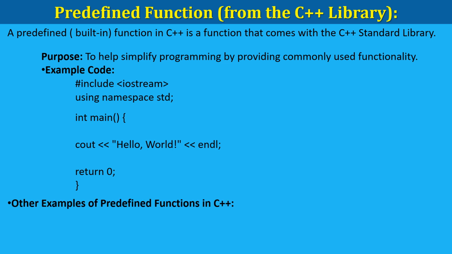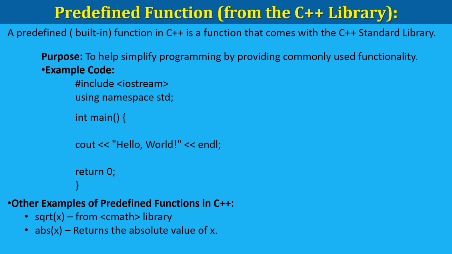Other examples of predefined functions in C++: sqrt(x) calculates the square root of x from the cmath library. abs(x) returns the absolute value of x, and pow(x, y) raises x to the power of y, from the cmath library.